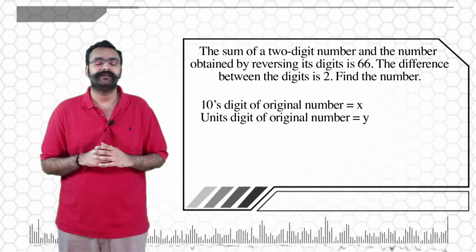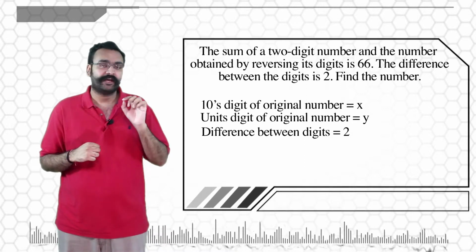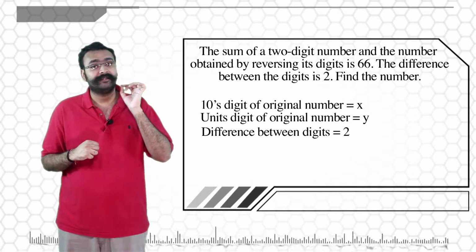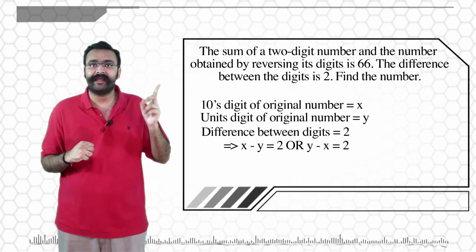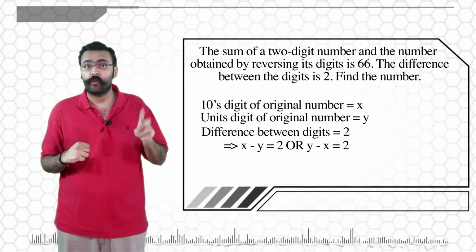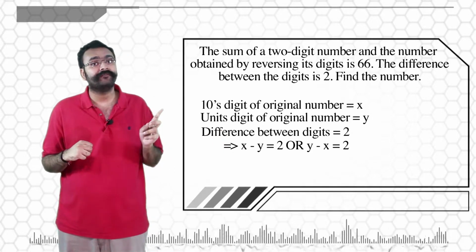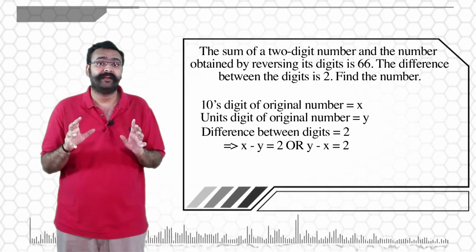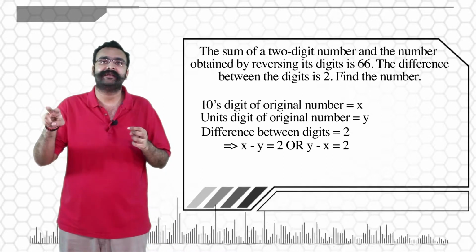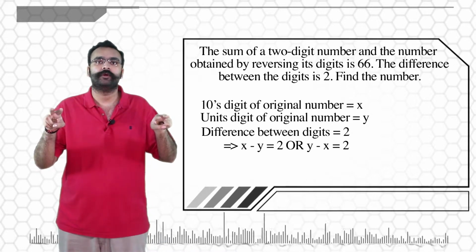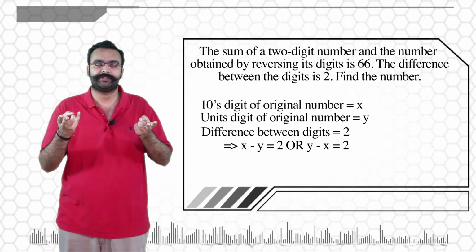Our second equation says that the difference between our digits is 2. Now here you must be very careful. The difference between the digits being 2 can either mean x minus y is 2 or y minus x is 2. It does not say which digit is bigger. As we solve the question, you'll actually see that in both cases you just get the reversed number. If in one case I get 24, the other case I'll get 42, which makes sense because the original action we were doing was reversing the digits and solving the question.